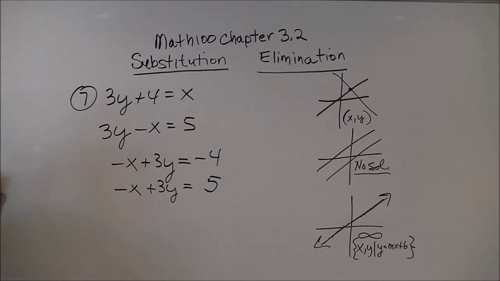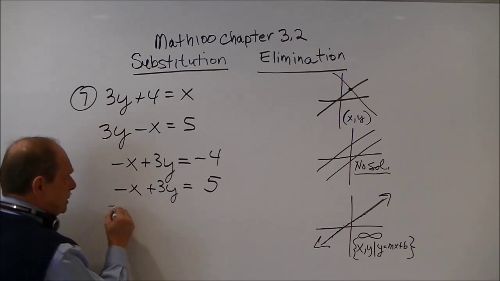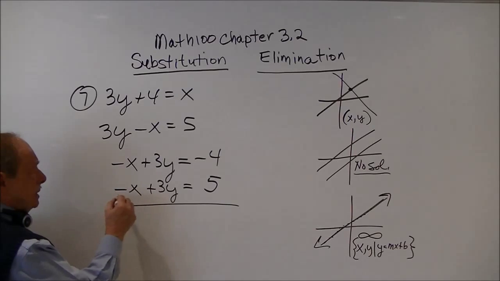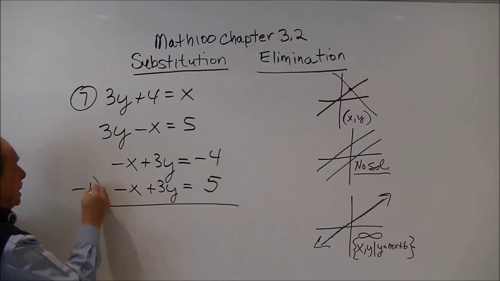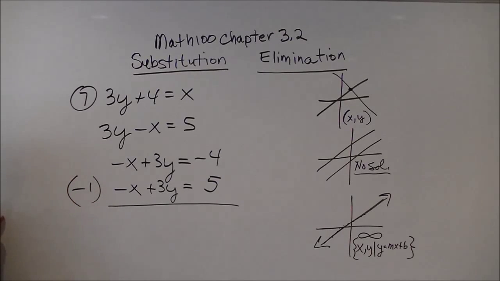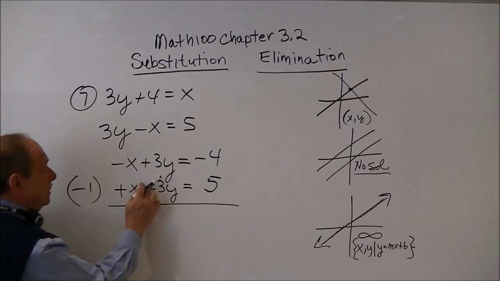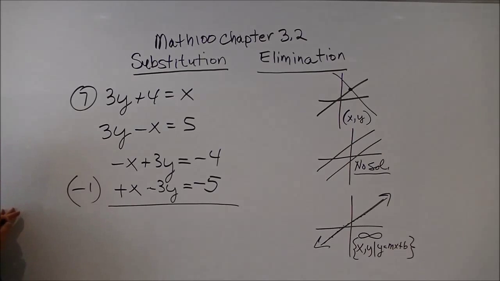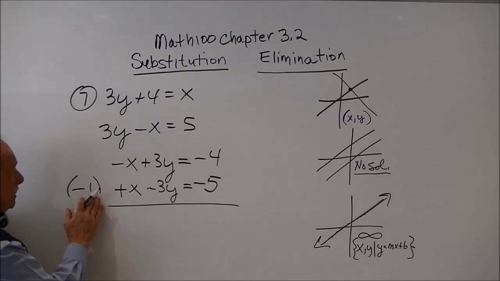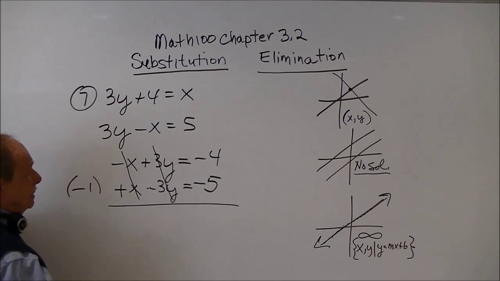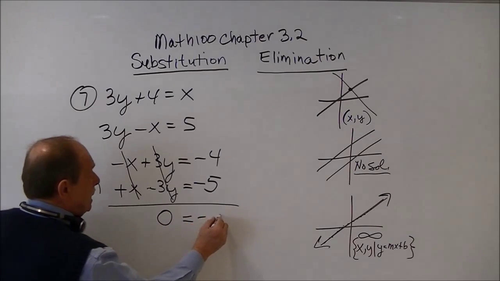Now we're going to use the elimination method for this one. But notice if I put a line underneath them to add them up, nothing cancels out. But if I multiply this second equation by a negative 1, what happens? Well, my signs change. This will become a positive, this will become a negative, and this will become a negative. So, again, it's not the same equation, but it's an equivalent equation because I've multiplied it by a negative 1. Now watch what happens. This cancels out. This cancels out. So I have a 0 equals negative 9.